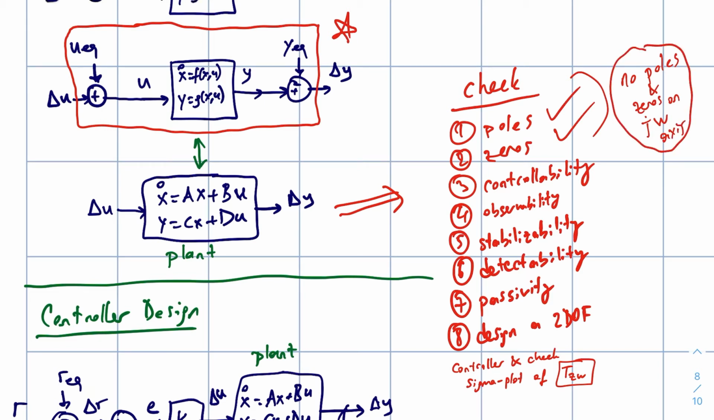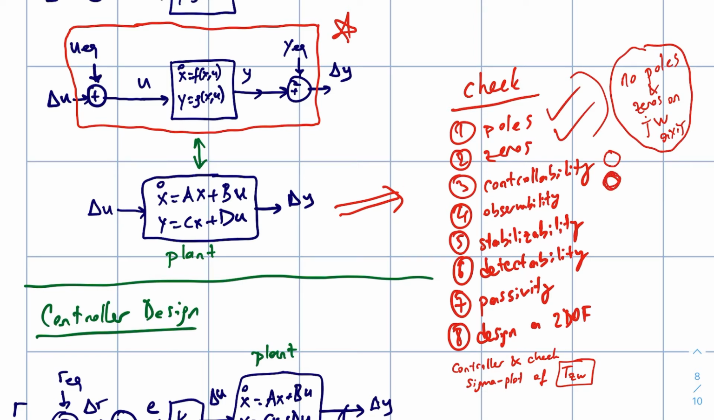This is the thing that you like to check: if there are no poles and zeros on the j omega axis, the imaginary axis. You like your system to have some controllability, right? It's not 100% necessary, but I would advise you to check controllability and observability.